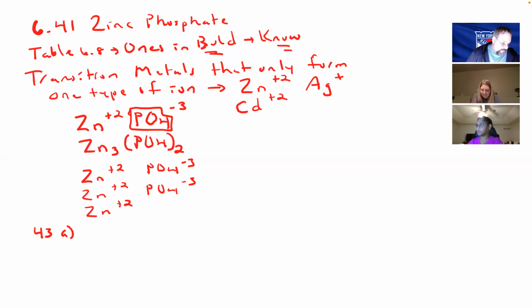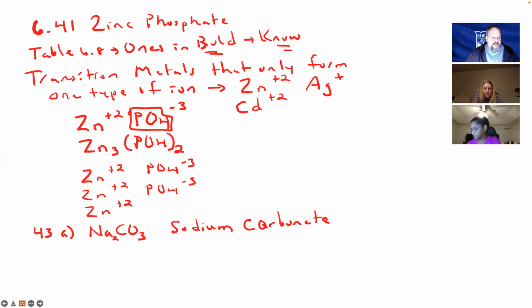So 43A. They want the formula for the polyatomic ion and the name of each of the compounds. Na2CO3. Name is actually probably the simpler part. Na is the chemical symbol for sodium. CO3 is the chemical formula for carbonate. Therefore, this compound would be known as sodium carbonate.